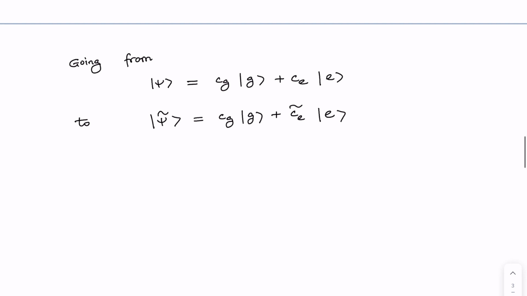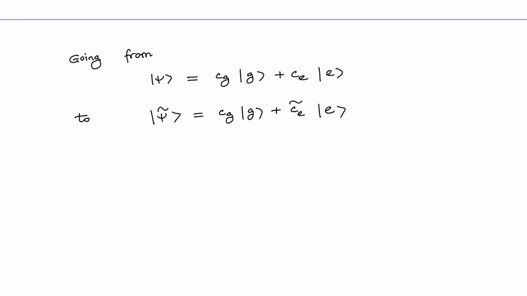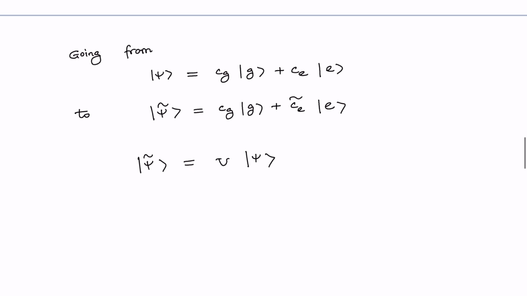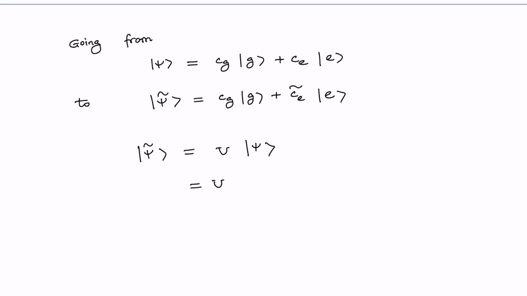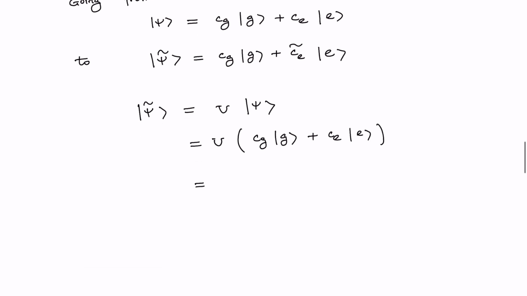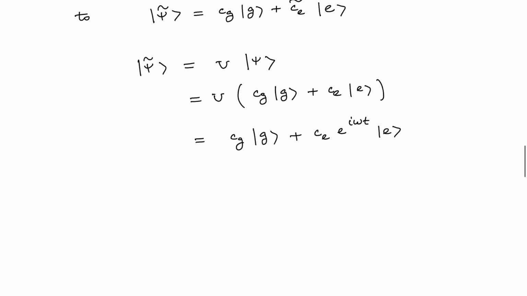Going from the old state vector psi to the new state vector psi tilde is, as I said, making a unitary transformation. So let me explain a little bit more. We are making the unitary operation on the old state vector ket psi, and ket psi is Cg ket g plus Ce ket e in the basis states ket g and ket e. Because of this transformation, we get Cg ket g plus Ce e to the power i omega t ket e, and this we term as Ce tilde.